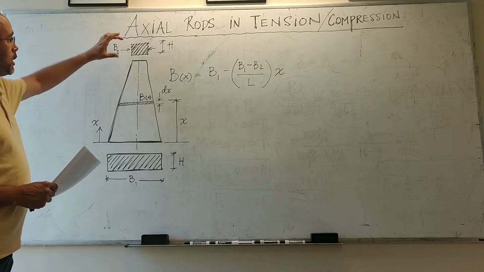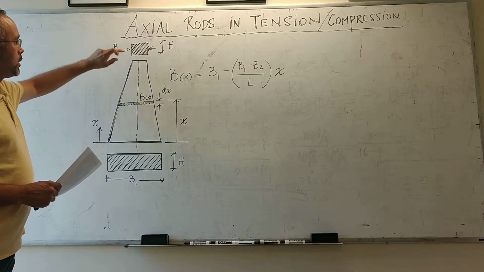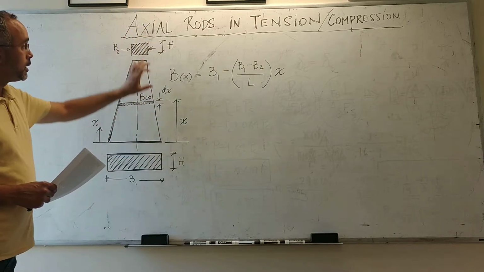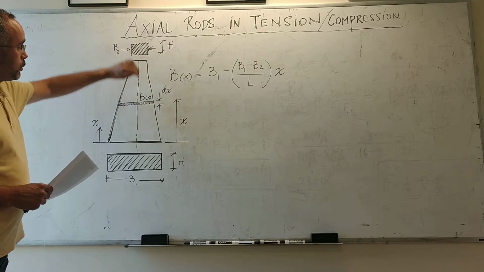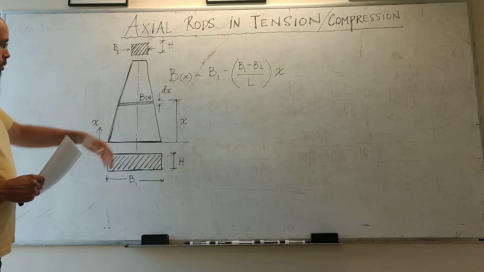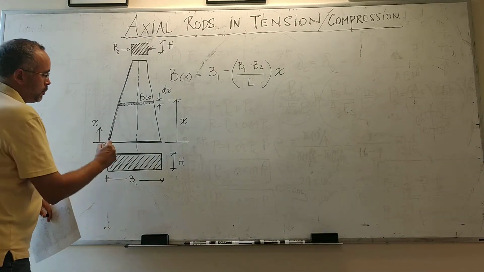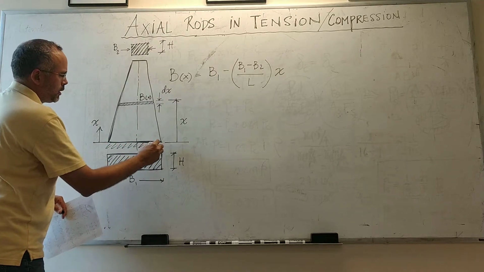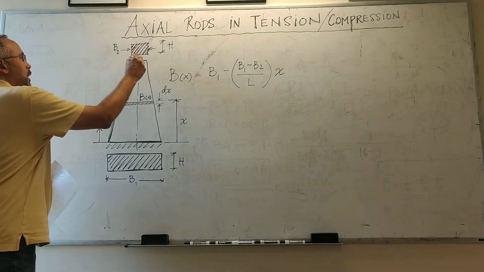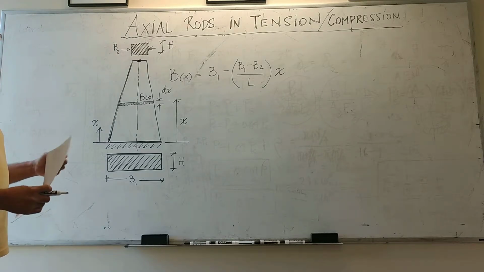So we have a rectangular cross-section at the top with a rectangular cross-section on the bottom. They both have the same thickness, but the width is increasing as we go down or decreasing as we go up. The bar, the rod is fixed here at the bottom, and we have a point load acting here at the tip in either tension or compression.